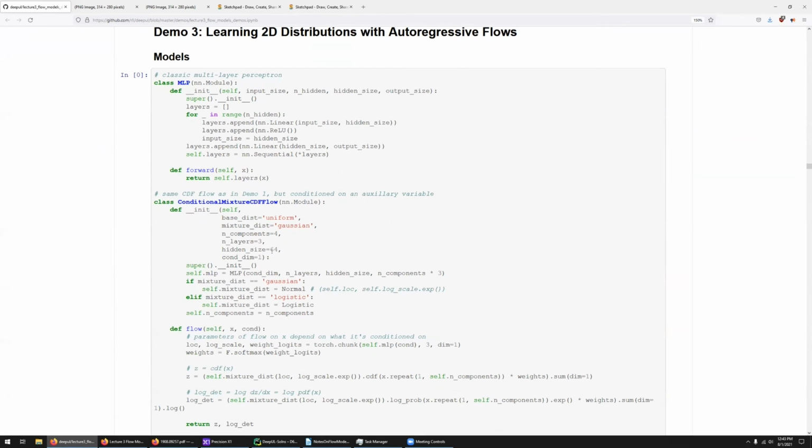And the next one was autoregressive flows. Jonathan already talked about autoregressive flows. Here's the neural network, the MLP that they use. You give it the dimensions, the conditional dimensions, the number of layers, and then how many outputs it should have. And it's times 3 because we have the mean, standard deviation, and the weight.